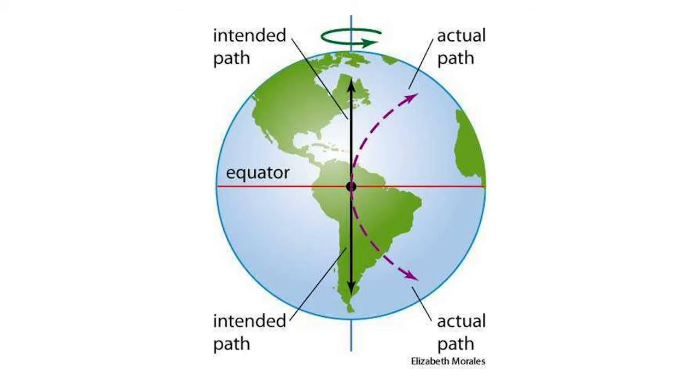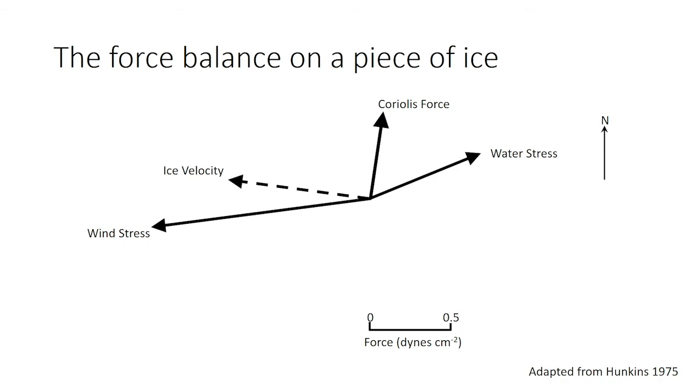So the Coriolis effect is to turn an object in motion to the right of the force that is causing it to be in motion in the northern hemisphere. In the southern hemisphere, it is acting in the opposite direction. Notice how the ice velocity is at 90 degrees to the Coriolis force. So the Coriolis force has to be in an orthogonal direction to the drift of the ice.